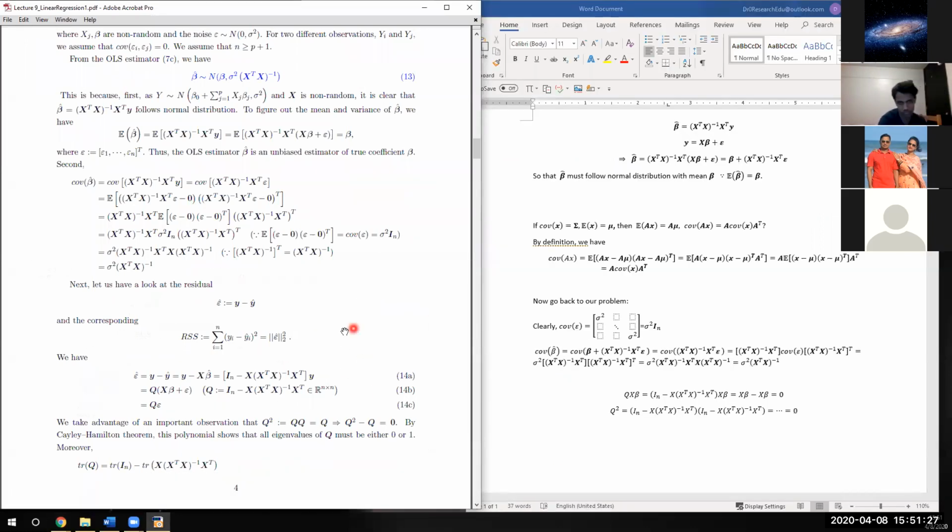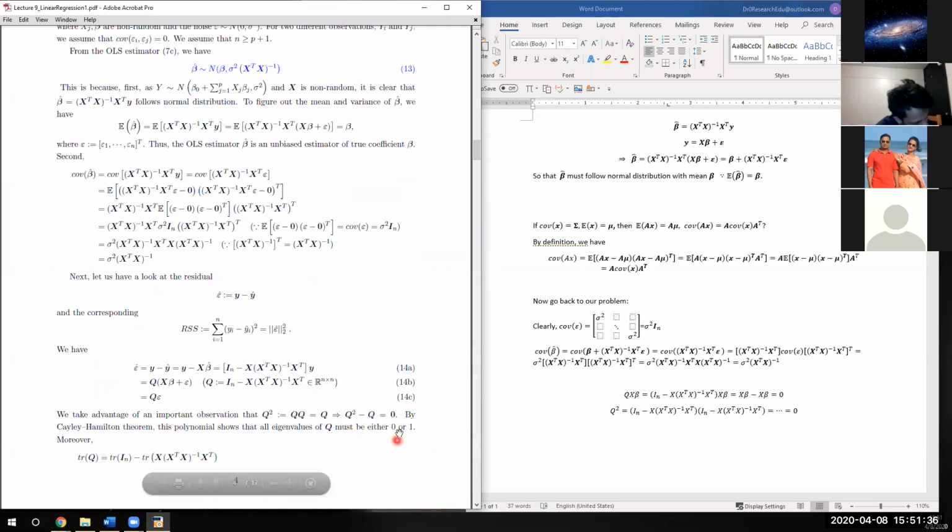Now if you have this one, you immediately have lambda squared minus lambda equals 0. In other words, your lambda must be either 0 or 1. Then the question is, you have n lambdas in total. How many are 1? How many are 0? You don't know yet. Now we're going to take advantage that the sum of lambdas equals the trace. Have you learned about this theory? You know what I'm talking about?